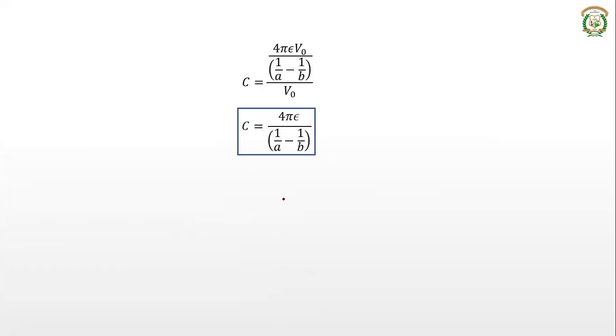spherical capacitor, with the inner sphere at radius A and outer sphere at radius B, and the space between the two spheres filled with the dielectric epsilon. So this is how you can use Laplace's equation to get the capacitances of different types of capacitors. We have seen it for the parallel plate capacitor, cylindrical capacitor, and spherical capacitor.